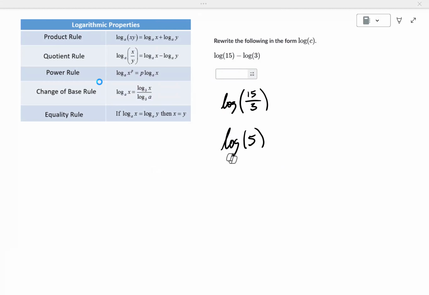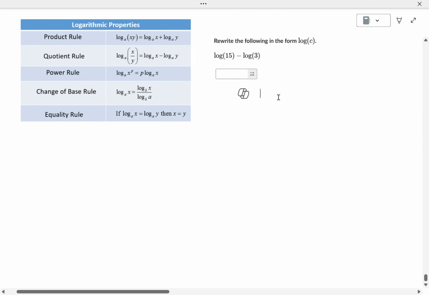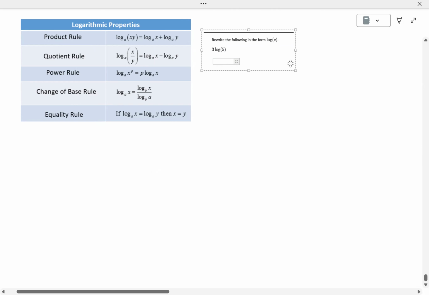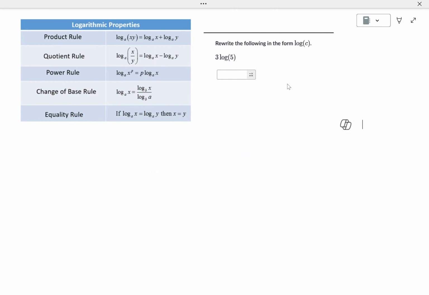This one looks like we're going to be using this next one. Let me erase this. It says 3 log 5. This is also base 10. It's just implied. So now we are going to use the power rule, but we're going to use it the other way around. It looks like they want us to rewrite it like this, like log 5 to the power of 3. So some of these, they want you to go forward. Some of them, they want you to go backward.